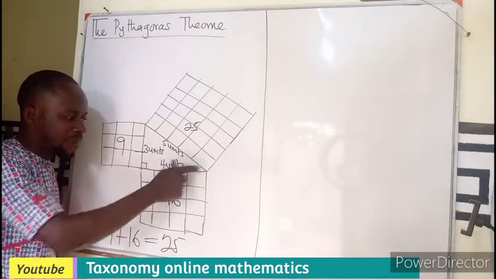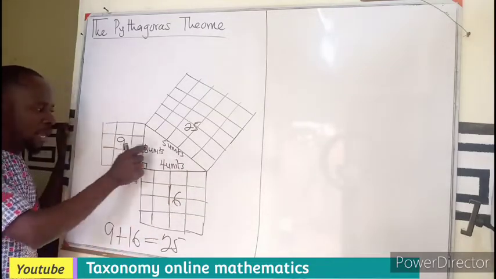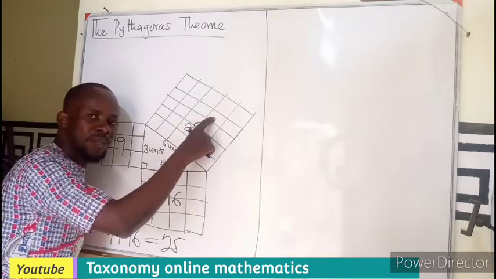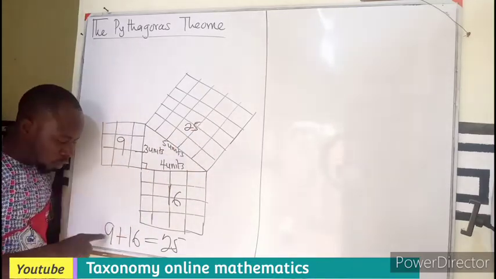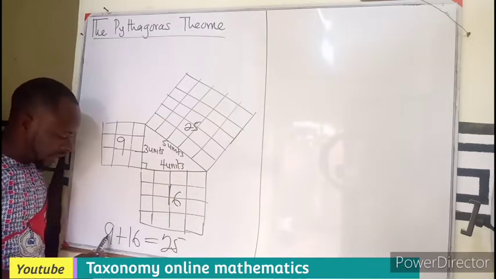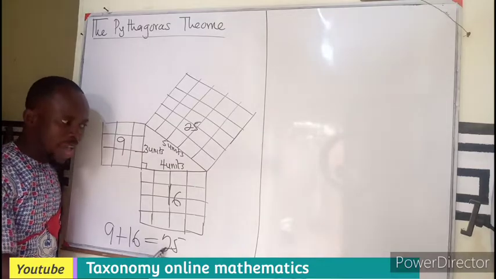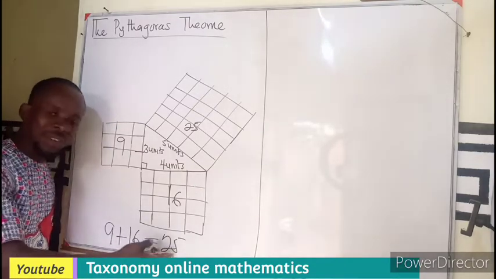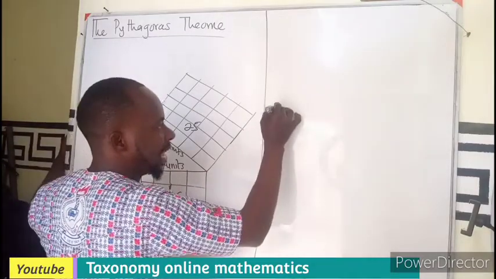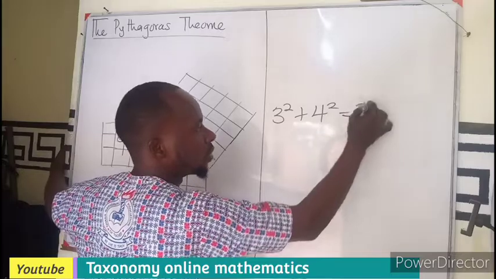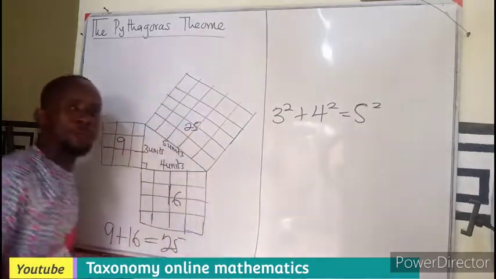The area occupied by this is 16. The area occupied by this length is what? 9. And of the 5 is what? 25. But also in each of them, we can see that they are perfect squares. This is 3 square, 4 square, and 5 square. So even though we know 16 plus 9 give us 25, we can also say that 3 square plus 4 square give us what? 5 square.